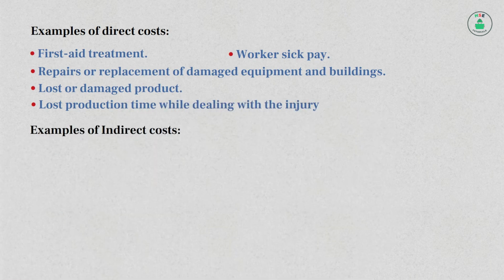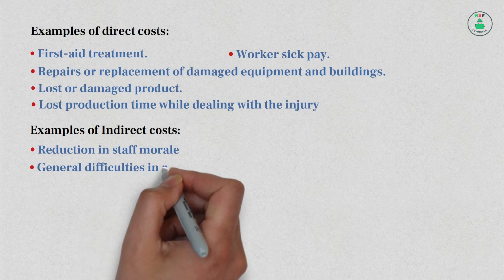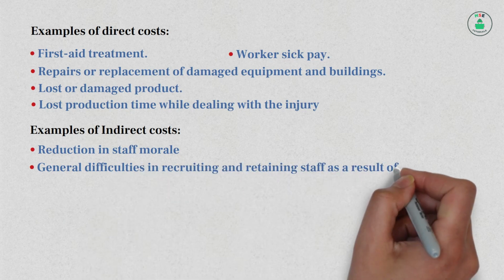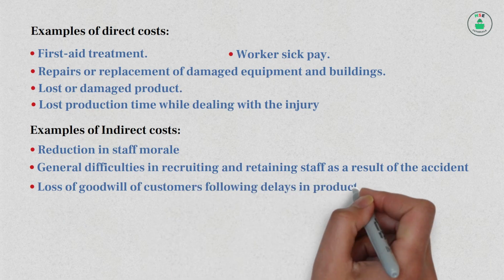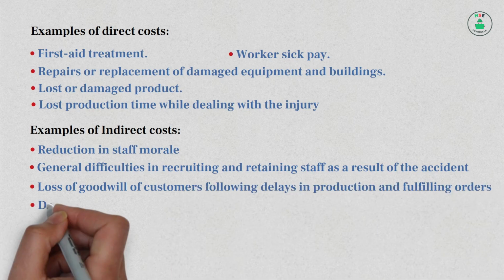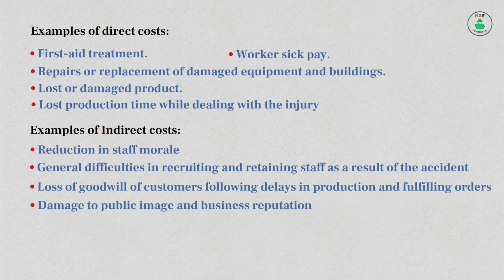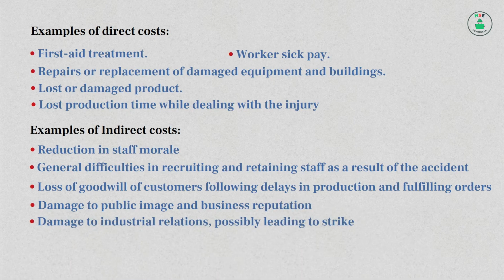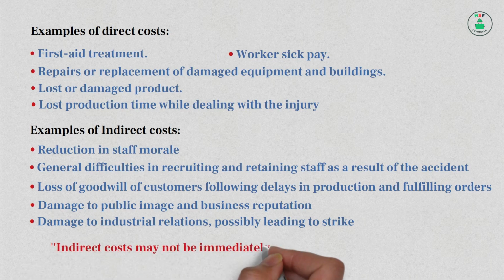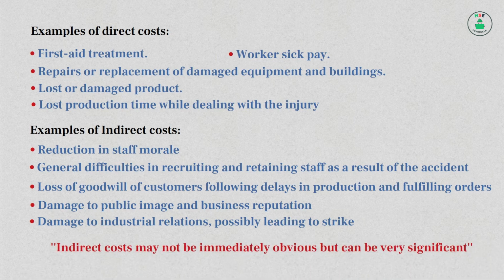Examples of indirect costs: reduction in staff morale, which impacts on productivity, quality, and efficiency. General difficulties in recruiting and retaining staff as a result of the accident. Loss of goodwill of customers following delays in production and fulfilling orders. Damage to public image and business reputation. Damage to industrial relations, possibly leading to strike. Indirect costs may not be immediately obvious but can be very significant.